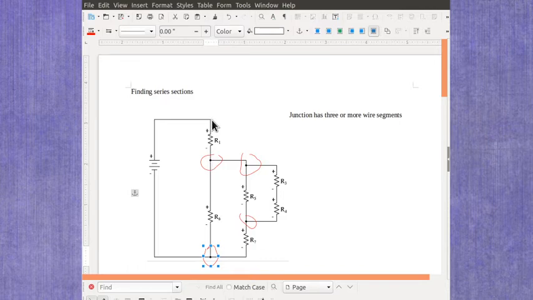Now, there can be a corner like I've got up here. But it's not a junction because there's only 1, 2 wire segments. It's just a wire that's bent and not an actual junction.